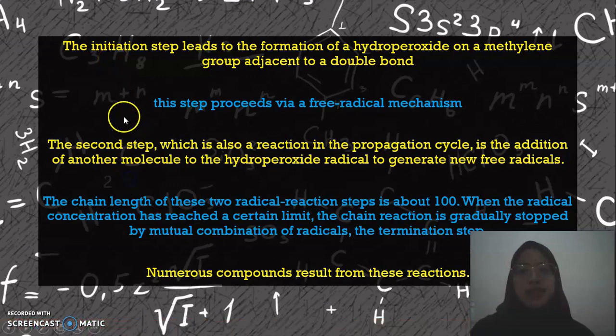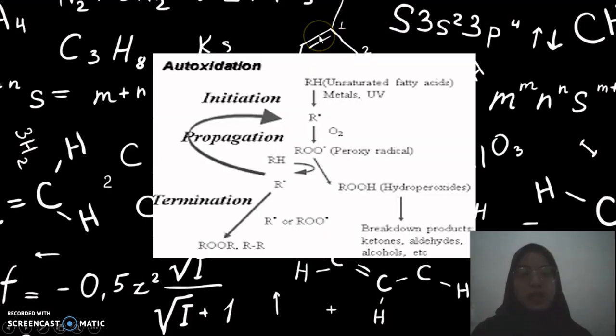Okay, for the initiation step, it will lead to the formation of hydroperoxides. So this is the initiation step. This is our unsaturated fatty acid, and when it undergoes autooxidation, in the initiation step we will have a peroxide radical. This is the hydroperoxide that we said. It will react with oxygen and then become hydroperoxide in radical form.